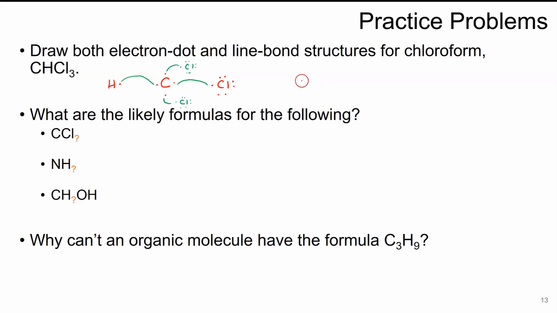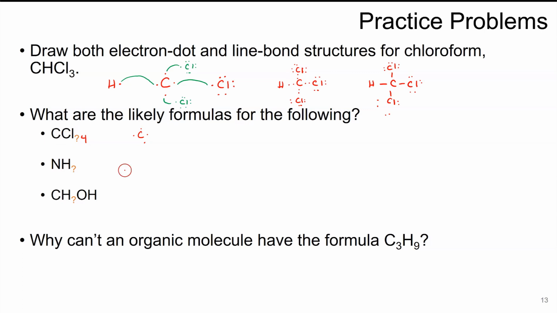So my resulting electron dot structure would look like this, and the line bond would look like this. In the line bond drawing, you don't need to include all of the electron lone pairs for chlorine. If we look at the next problem, it's asking what is the likely formula for the following. And we can figure this out based on the number of bonds that carbon needs to make. Carbon has 4 valence electrons, so it needs to make 4 bonds. This is only bonding to chlorine, so this one needs to be 4.